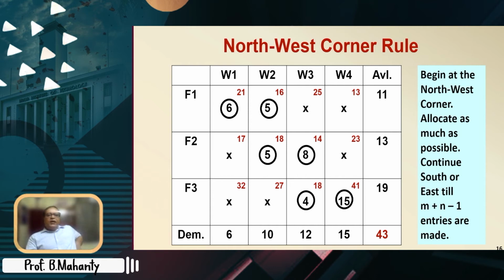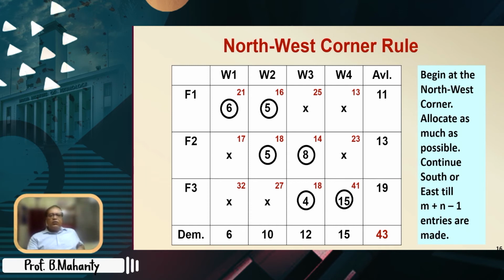Look here, the number of factories is 3, the number of warehouses is 4. So M is 3, N is 4. How much is M plus N minus 1? 3 plus 4 is 7, minus 1 equals 6. So that means the total number of basic variables should be 6. How many basic variables are there? 1, 2, 3, 4, 5, 6. Clear? That is how the northwest corner rule finds an initial solution.